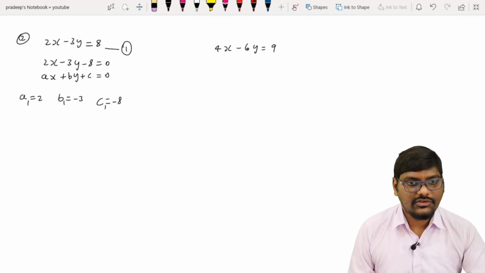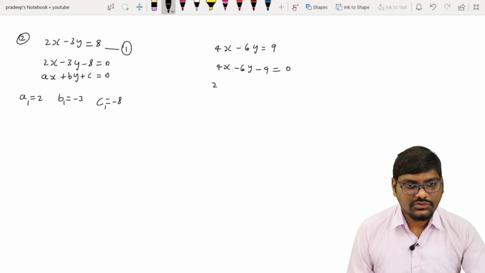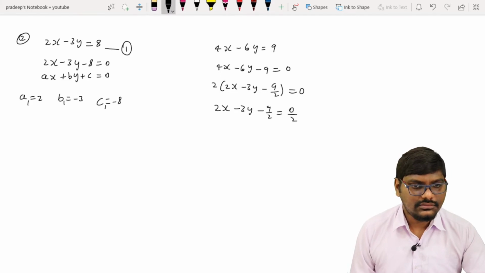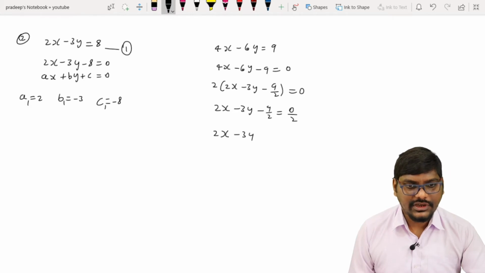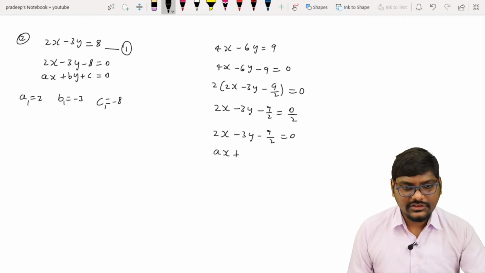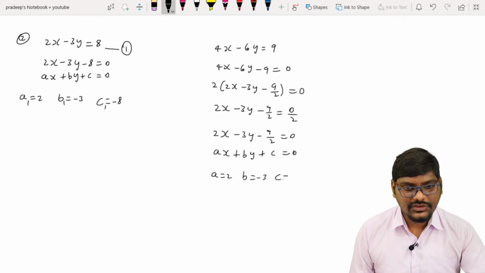Now the second equation: I'll bring the 9 to this side, so I get 4x minus 6y minus 9 equal to 0. I can take 2 common here: 2 2s are 4, 2 3s are 6, and this is 9 by 2. If I send this 2 to the other side, I'll get the equation as 2x minus 3y minus 9 by 2 equal to 0. Representing this with the general equation ax plus by plus c equal to 0, a is 2, b is minus 3, c is minus 9 by 2.